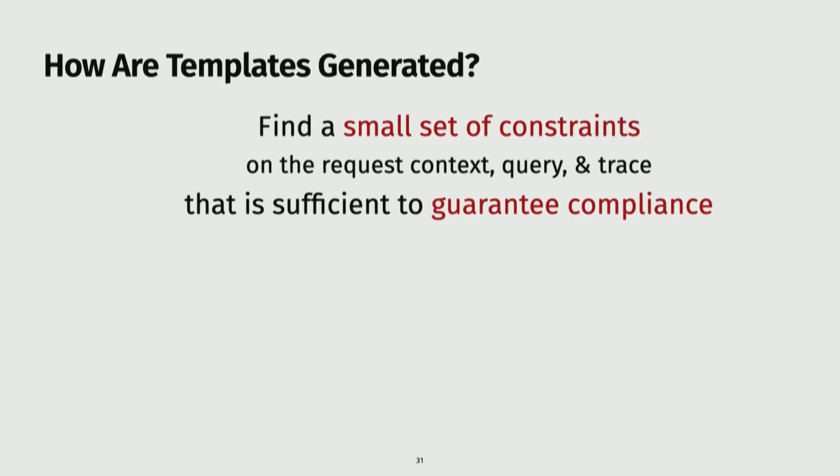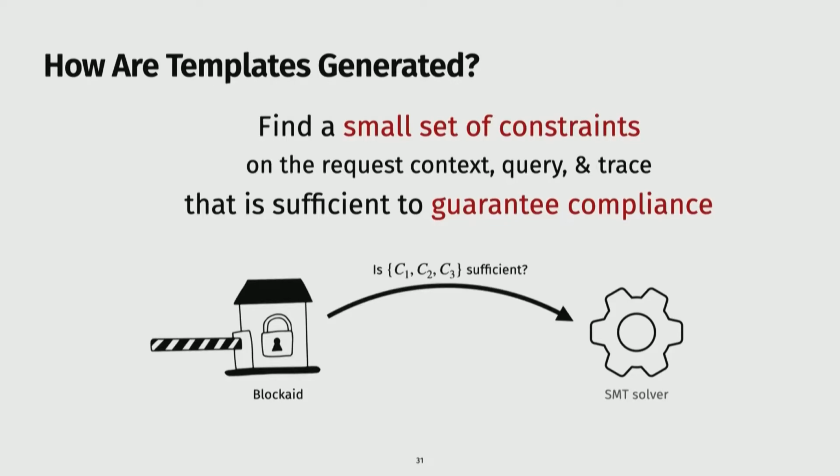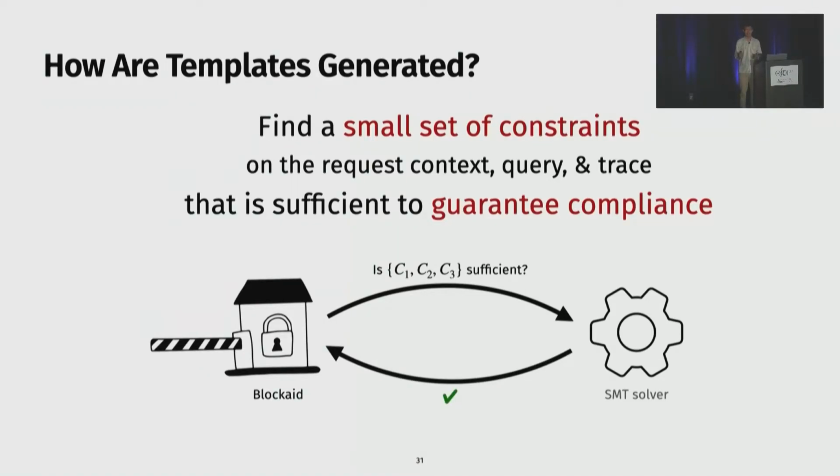So how are these templates generated? The key is to find a small set of constraints on the triple of request context, query, and trace that is sufficient to guarantee compliance. Blockaid does so by generating candidate sets of constraints and asking the solver whether each set is sufficient to guarantee compliance. The solver either returns yes or no, and in the yes case, also returns an unsat core, which is typically a subset of the constraints that the solver actually used to prove compliance. Guided by the solver output, Blockaid generates the next set of constraints to consider, and this enumeration continues until a desired set is found. Please see the paper for more details on this generalization procedure.